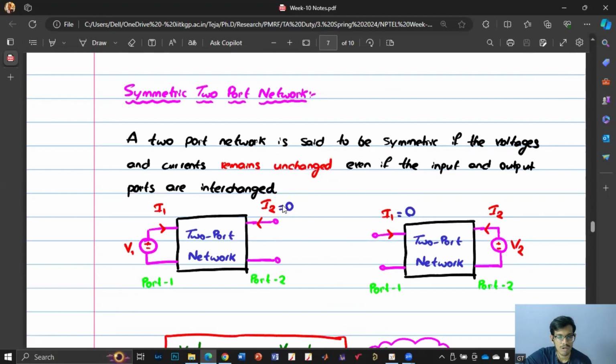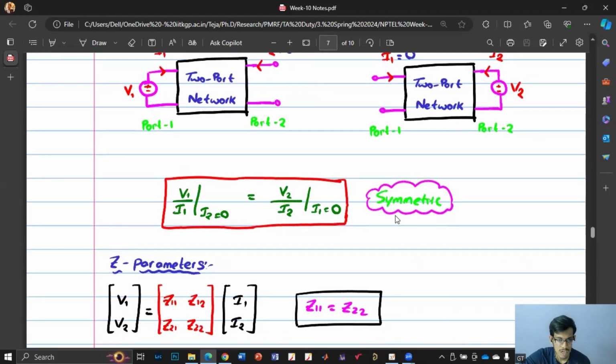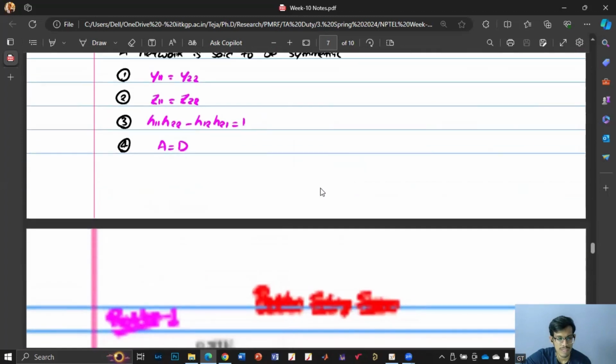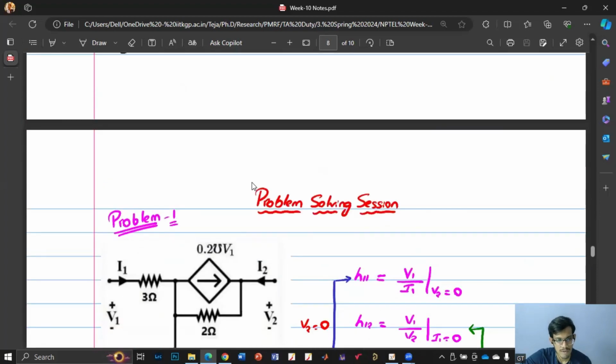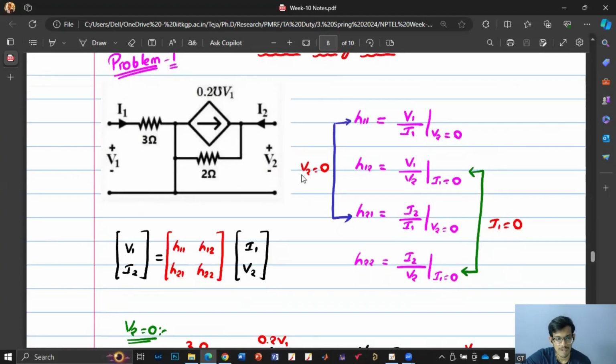Similarly, if a two-port network is said to be symmetric, what is the condition that needs to be satisfied so that we can say a given two-port network is symmetric? So this is the condition. Now, using this condition, we obtained the result for each of these parameters. When any one of these is satisfied, we can say a given network is symmetric. Then we started the problem solving session, where we considered a few problems.